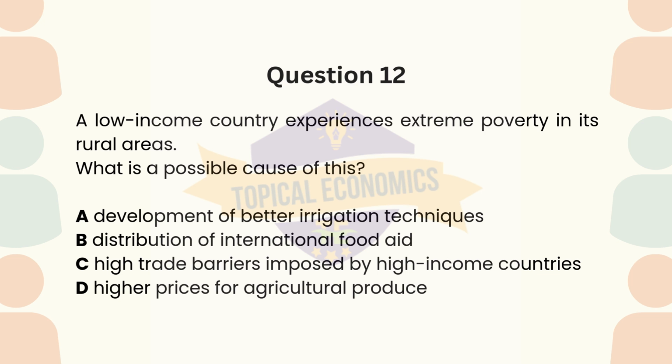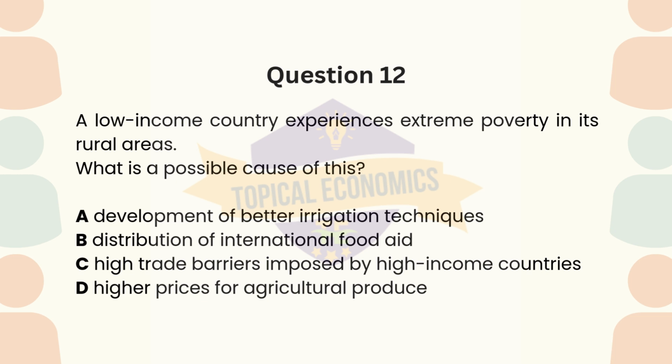Option B, distribution of international food aid. Now, while food aid is often a response to poverty, it is not a cause of poverty. Instead, it helps address existing food insecurity rather than creating poverty conditions. So again, this option B is also incorrect.